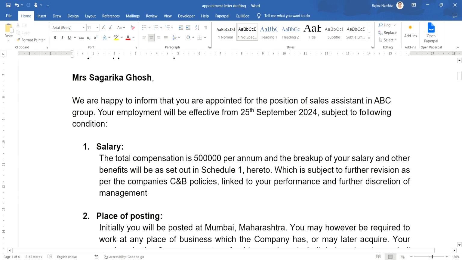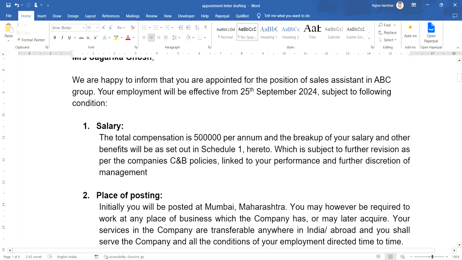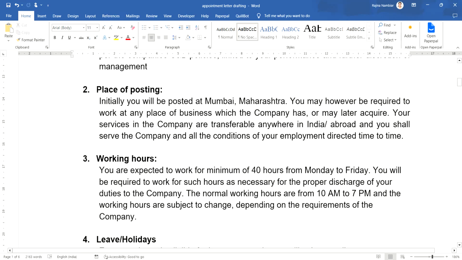Then you have to mention the conditions, the salary which will be allocated. You have to mention the CTC, and that breakup you have to mention in Schedule 1. It all depends upon the company's compensation and benefit policies, and it depends upon the performance and the interventions done by the management, which keep on changing, so you have to mention that in salary. The place of posting, initially you'll be posted in Mumbai, Maharashtra. It is subject to change, so you have to just mention it. May change, may not change, but to be on the safer side, every company does this.